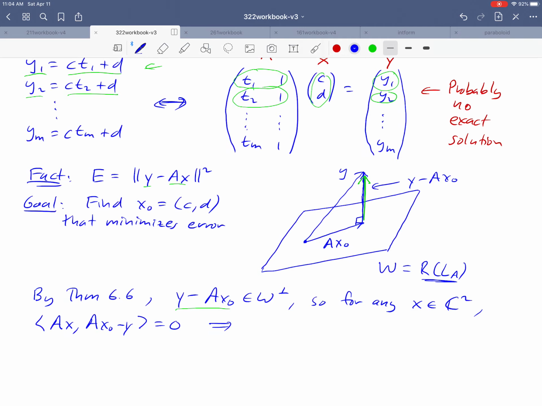Okay, and now that we've made this observation, we can use the adjoint theorem, which essentially lets us take this matrix A and move it over and turn it into a conjugate transpose. So we can rewrite this statement as follows: the inner product of x with A star times (Ax naught minus y) has to be 0. I'm just going to mention that's the adjoint theorem.